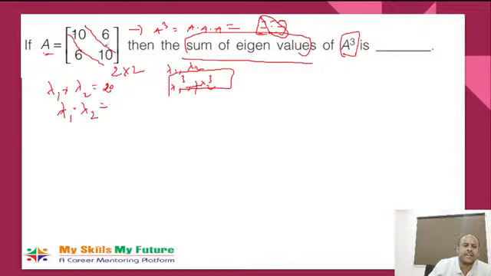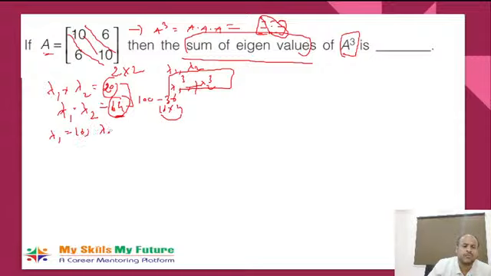What is the determinant of this matrix? 10 times 10 is 100, 6 times 6 is 36, and 100 minus 36 is 64. Very simple. Check here by trial and error: for which values of lambda 1 and lambda 2 will the product be 64 and the sum be 20? 16 times 4 is 64, and 16 plus 4 is 20. So I will take lambda 1 as either 4 or 16.